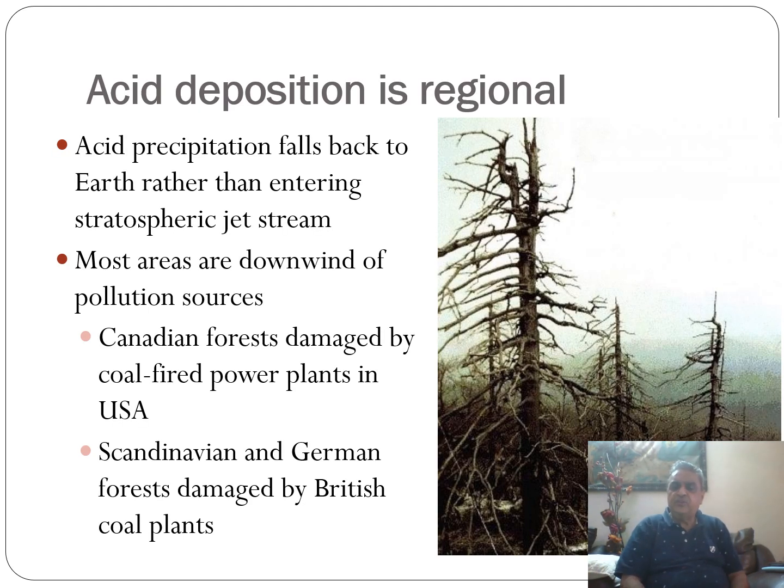Acid deposition, somebody says it is regional, somebody says it is global. According to me, it is regional, specific to a country, and it's also a global phenomenon. Acid precipitation falls back to Earth rather than entering into the stratospheric stream. It is very important to control acid precipitation. Most areas are downwind of pollution sources. Canadian forests are damaged by coal-fired power plants in the USA, and Scandinavian and German forests are damaged by British coal plants.